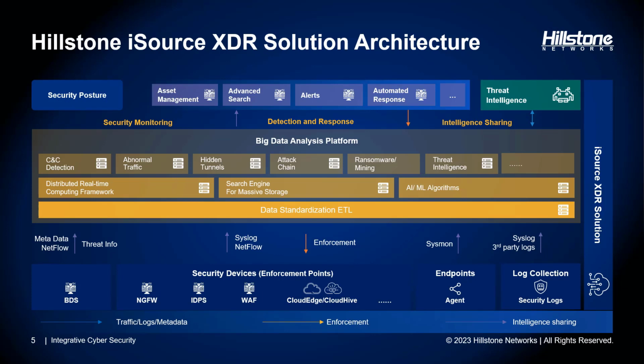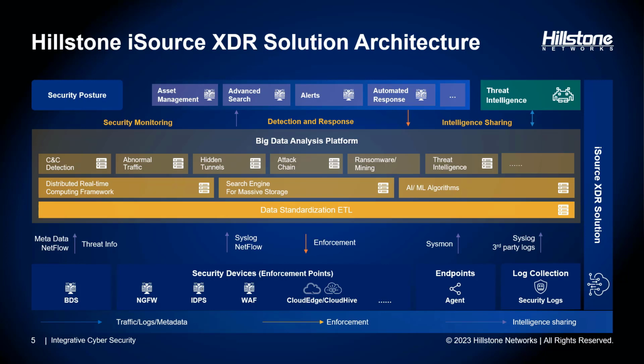The Hillstone iSource XDR solution architecture comprises several interconnected components that work collaboratively to provide comprehensive threat detection and response capabilities. Hillstone BDS, that's Breach Detection System, works as a sensor to collect security data while forwarding threat logs to the centralized data repository in Hillstone iSource. A whole host of solutions integrate with Hillstone iSource, including Hillstone Next Generation Firewall, Web Application Firewall, Intrusion Prevention System, Application Delivery Controller, and many third-party devices and data sources.